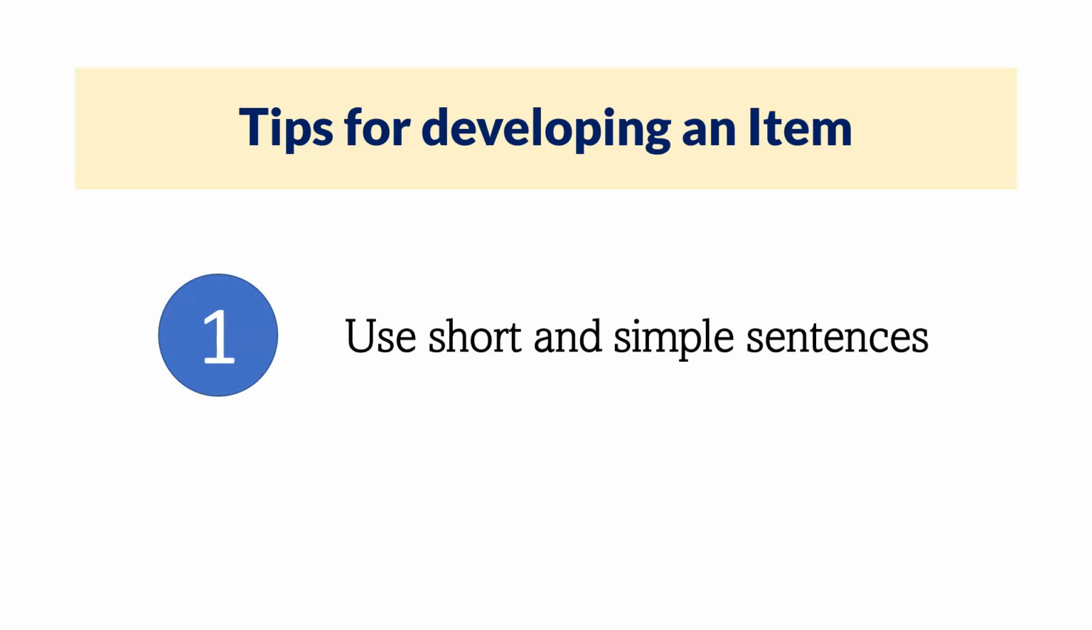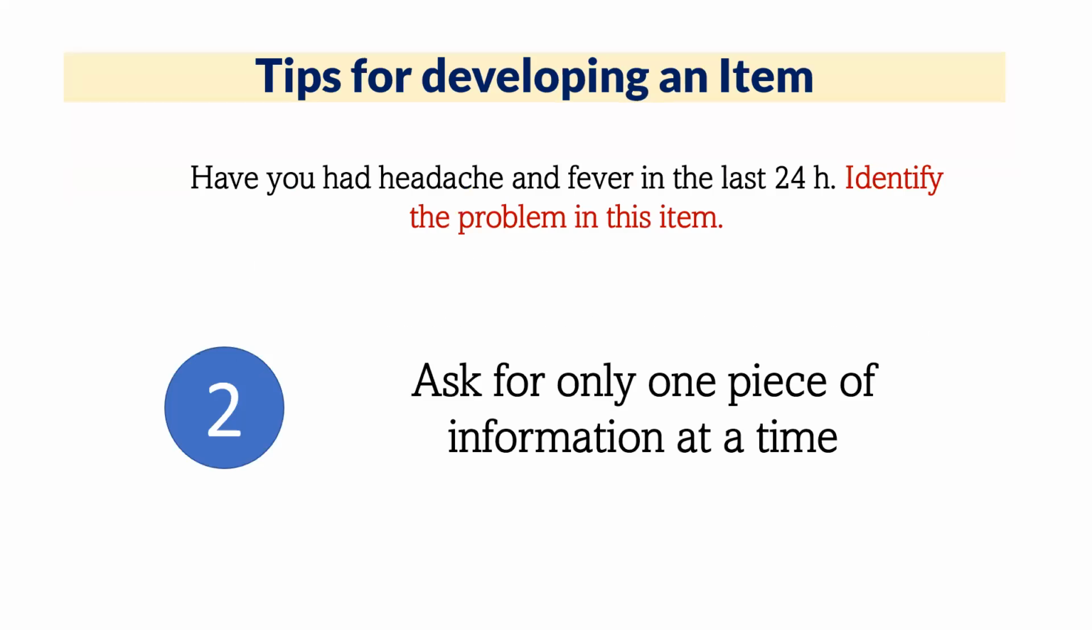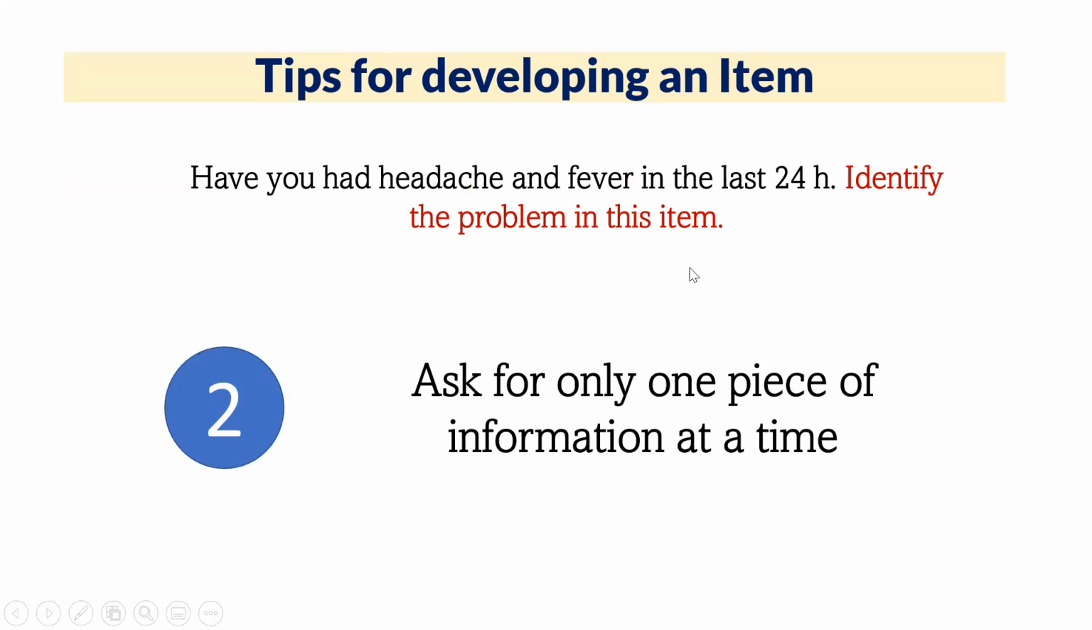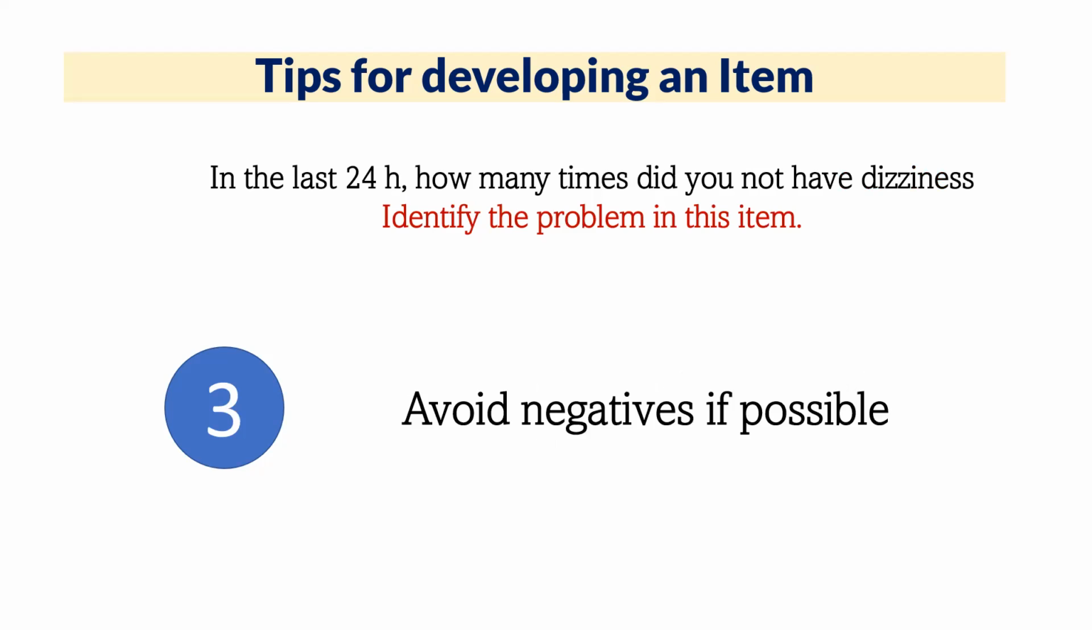Now there are certain tips for developing an item. We should use short and simple sentences. We should ask only one piece of information at a time. See this question: have you had headache and fever in the last 24 hours? Please identify the problem in this question. Yes, headache and fever together. Very right. Now this question: in the last 24 hours, how many times did you not have dizziness? Identify the problem. Although the hint is there, yes, negatives, and that too, not have dizziness.